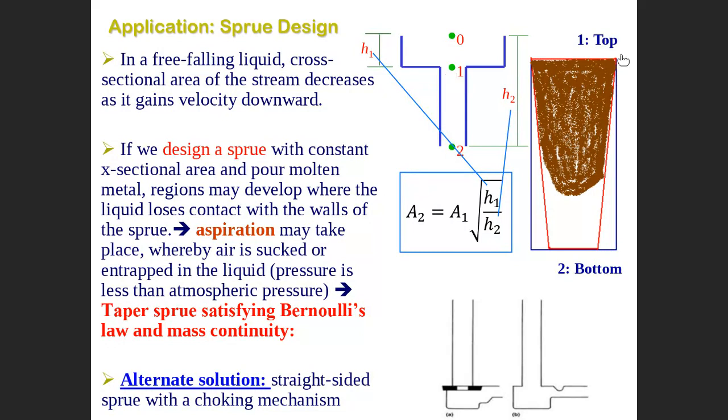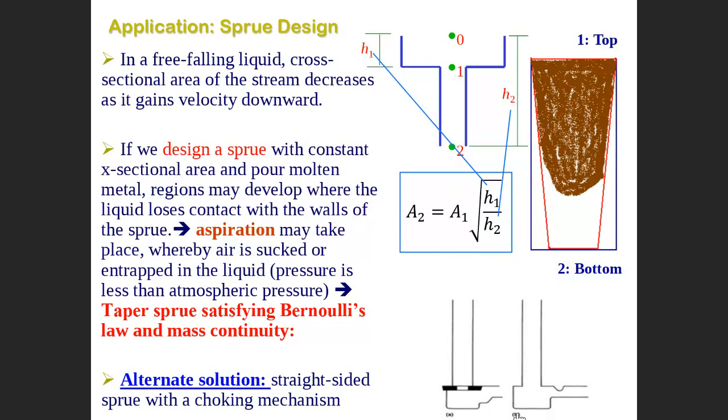A1 is bigger, so it could be like this, a taper. Actually, we cannot make it parallel sided, but tapered. It must be tapered to satisfy the condition. So A2, the area here, must be smaller than A1 to satisfy the aspiration. Someone will ask me, how small is it? You multiply by the ratio. If you know H1 and H2, you get the relation between A1 and A2. If you know A1, you get A2, or if you know A2, you get A1. So the ratio must be satisfied.